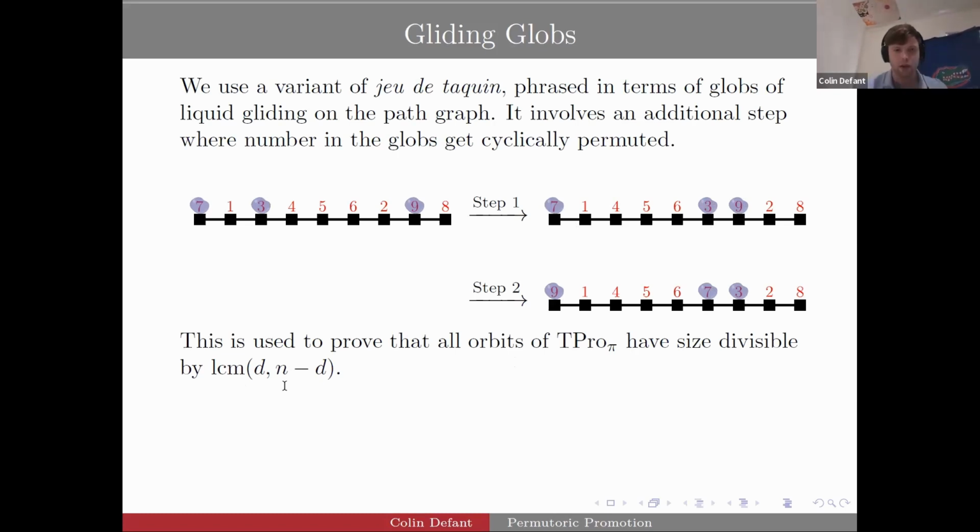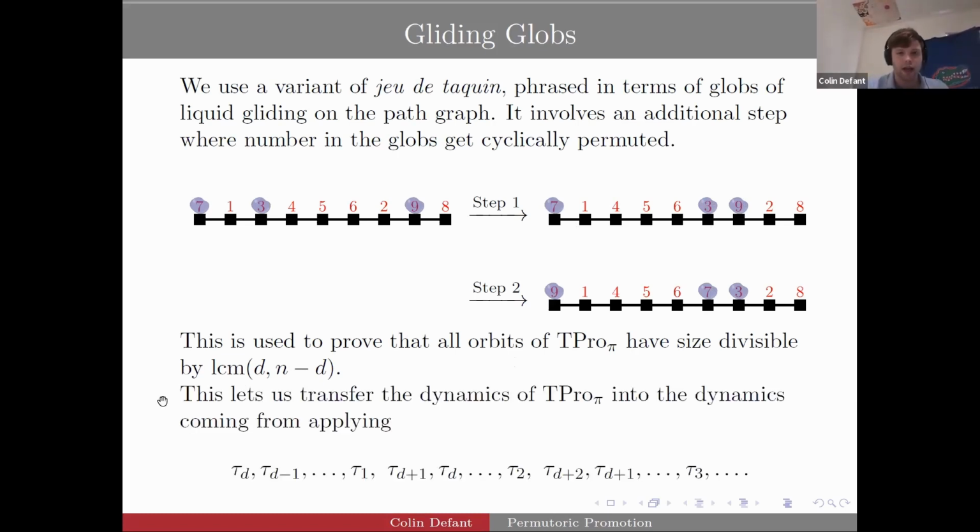And the reason for doing this is that we can transfer the dynamics of permutoric promotion into the dynamics coming from applying this infinite sequence of operators. So imagine starting with some labeling and doing tau d and then tau d minus 1 and so on all the way to tau 1, and then you go up and do tau d plus 1, and then tau d, and so on down to tau 2, and then tau d plus 2, tau d plus 1, and so on down to tau 3, and so on.